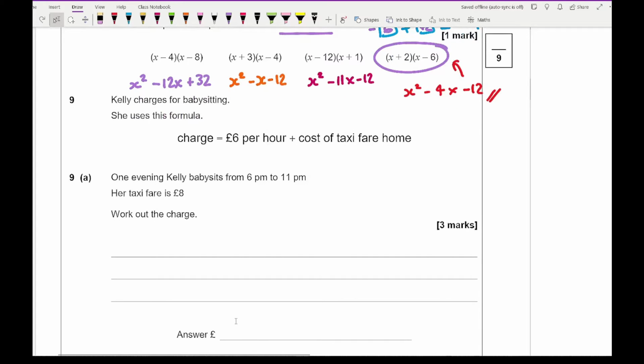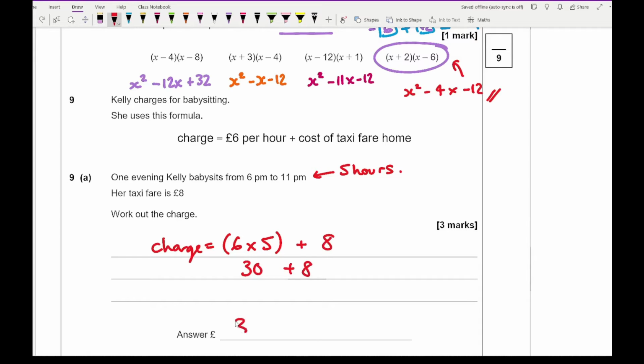For question 9, it says Kelly charges for babysitting. She uses this formula, and it says one evening Kelly babysits from 6 p.m. to 11 p.m. and her taxi fare is £8. And the question is asking us to work out the charge. So here we know that the number of hours worked is going to be 5 hours. So the total charge is going to be 6 times 5, and then we need to add the taxi fare, which is 8. So 6 times 5 is 30, plus 8 gives Kelly £38 earned.